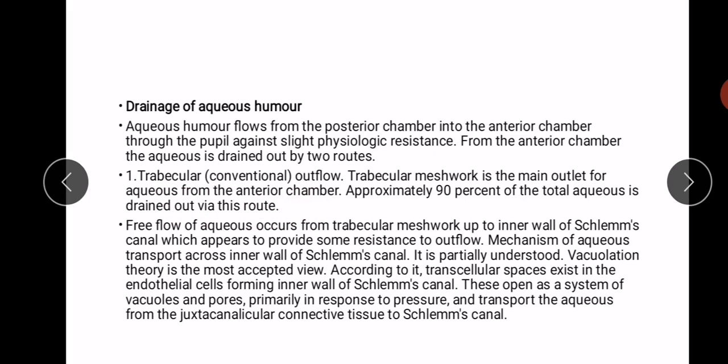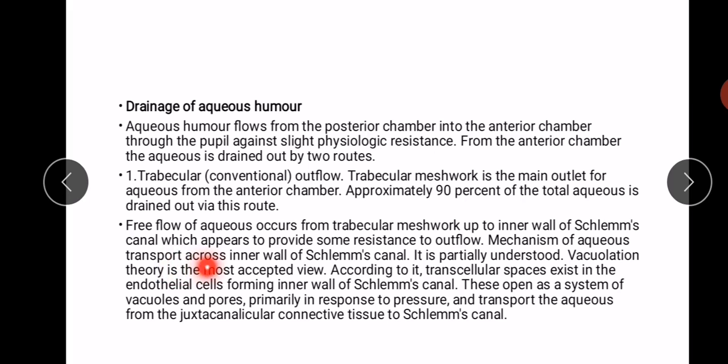Trabecular meshwork is a component of the anterior chamber angle. 90% of the total aqueous is drained out through this trabecular meshwork. Free flow of aqueous occurs from the trabecular meshwork into the inner wall of Schlemm's canal, which appears to provide some resistance to outflow. So, from the trabecular meshwork, Schlemm's canal takes up the aqueous fluid.